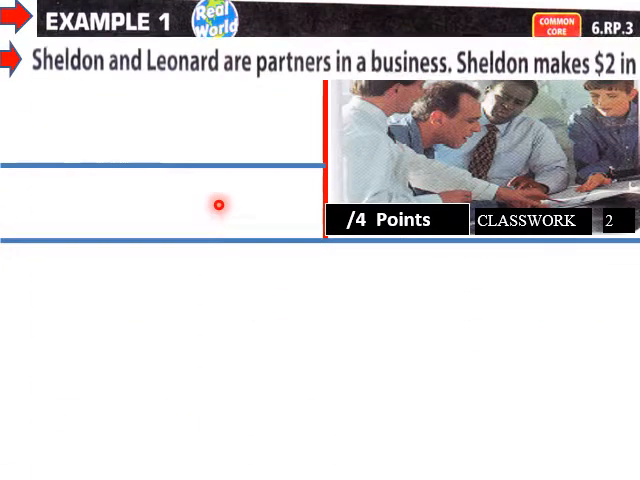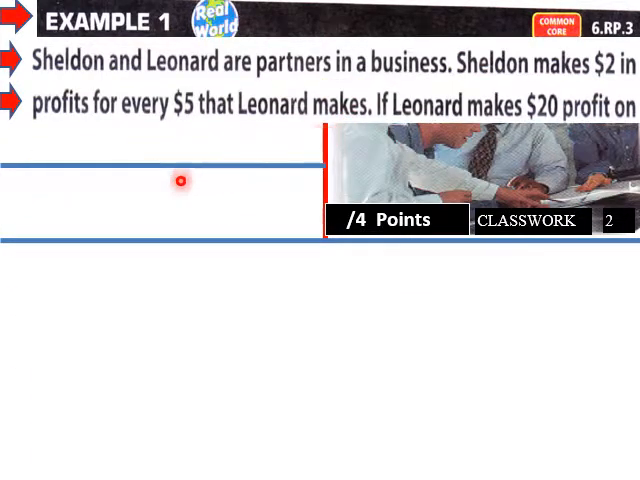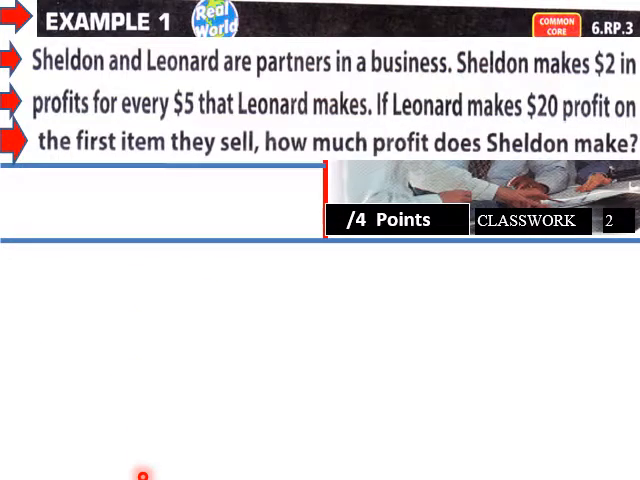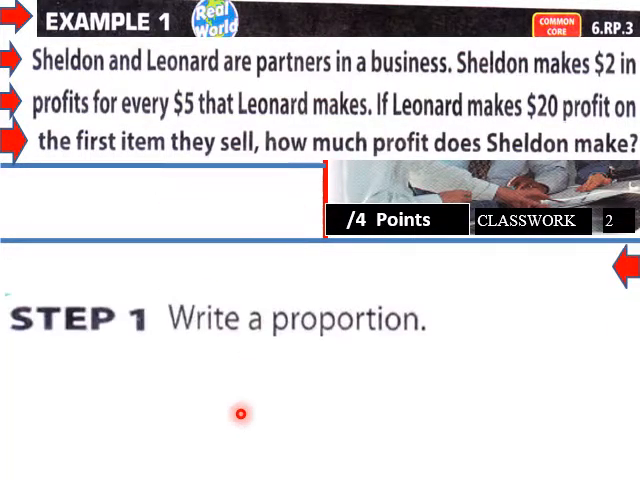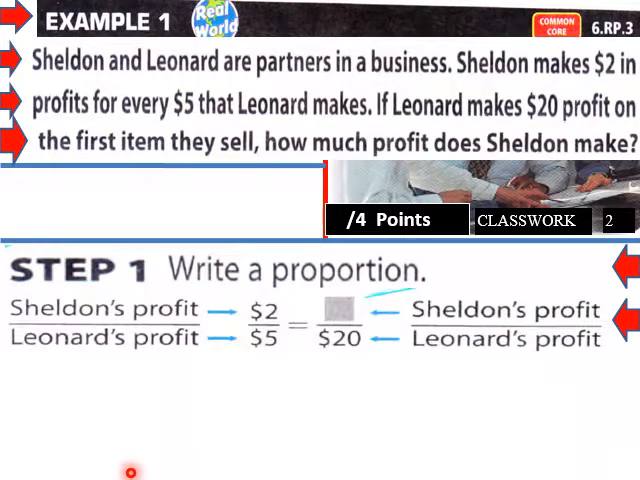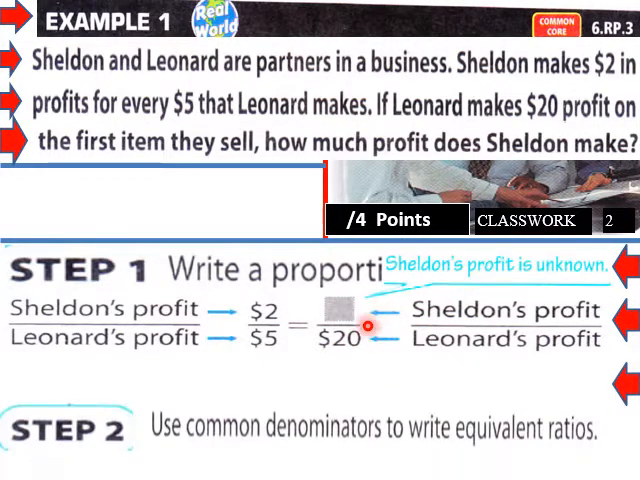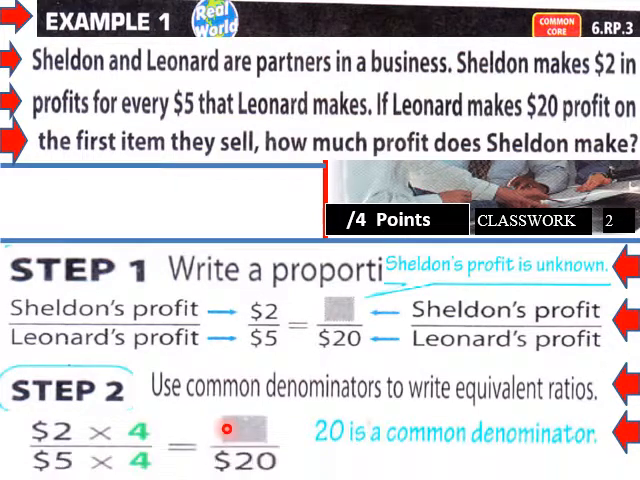So, for example, 1 here, Sheldon and Leonard are partners in business. Sheldon makes $2 in profits for every $5 that Leonard makes. If Leonard makes $20 profit on the first item they sell, how much profit does Sheldon make? So how do we figure that out? Write a proportion, 2 to 5 here, then 20 Leonard's profit, and how much profit does Sheldon make from that? Sheldon's profit at this point is unknown. How do we find Sheldon's profit?